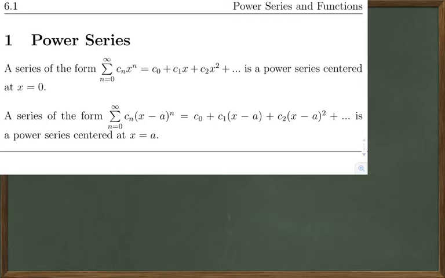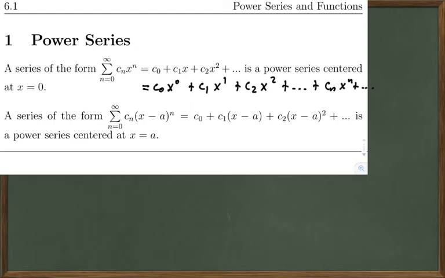equals 0. So if we wanted to write some of these terms out here, this would be c naught x to the 0 plus c1 x to the first plus c2 x squared plus etc. c sub n x to the n plus, and it keeps on going.